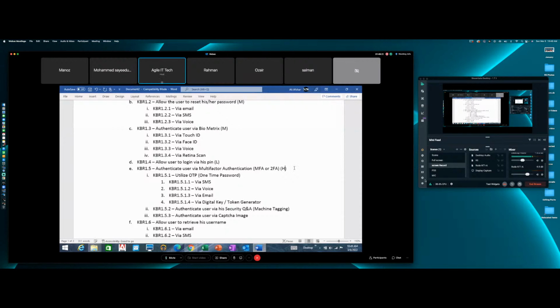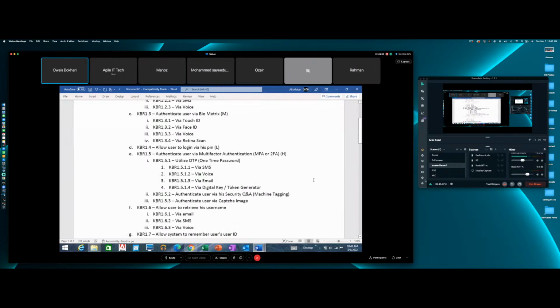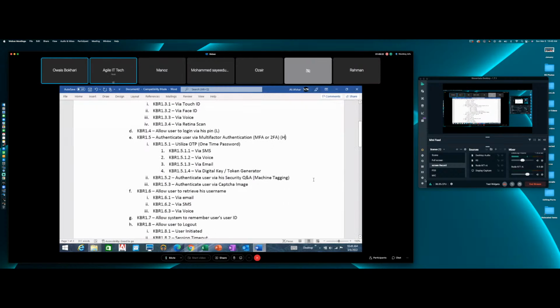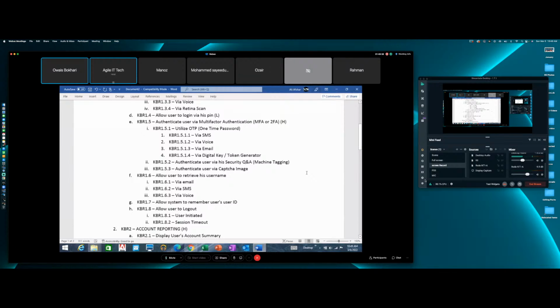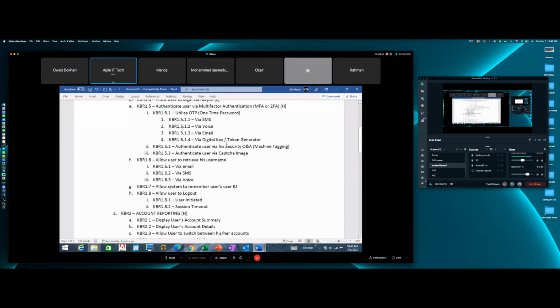Nowadays, I'm going to call this high because you need to have one second factor authentication mechanism available. You know, and usually more people have crypto wallets, and that's required in that. Oh, yes. That's even worse. So you never get to see your money. All right. Allow user to retrieve his username. So forgot username. Medium. Allow system to remember the user ID. Medium. So low.